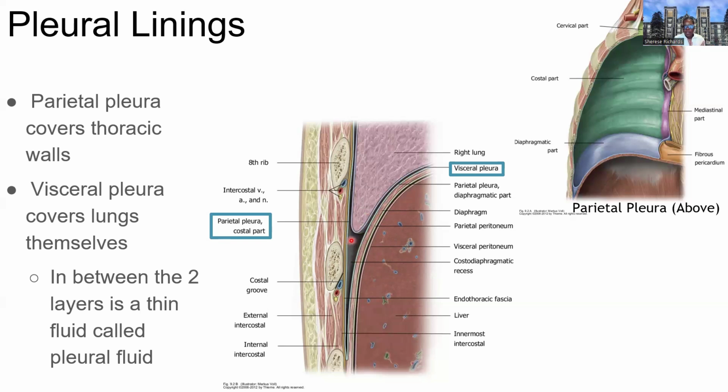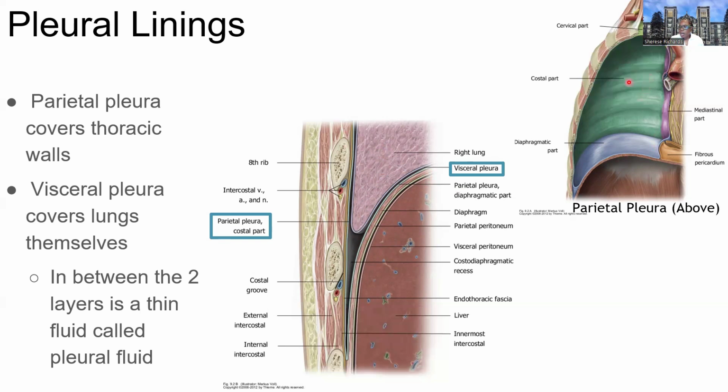So this should be a potential space that has fluid, and that keeps these 2 layers tightly adhered to each other. And if we were to introduce air into this space, that would separate these 2 layers, and that would actually result in the collapse of the lung. That's called a pneumothorax, okay? So it's very important for these 2 layers to maintain their connection, for the lungs to remain expanded and to be able to occupy the thoracic cavity and carry out their function.